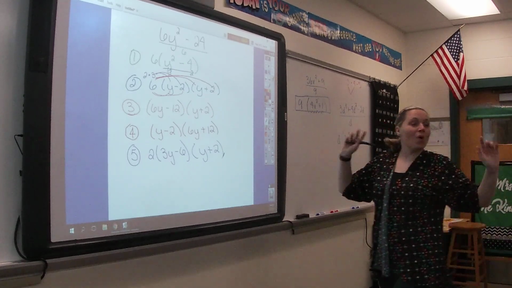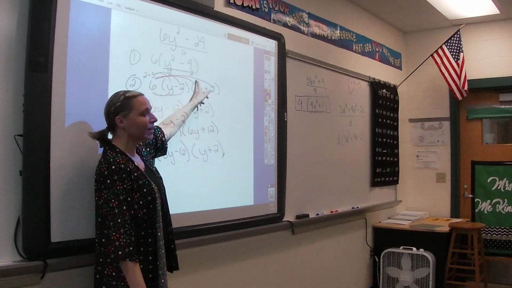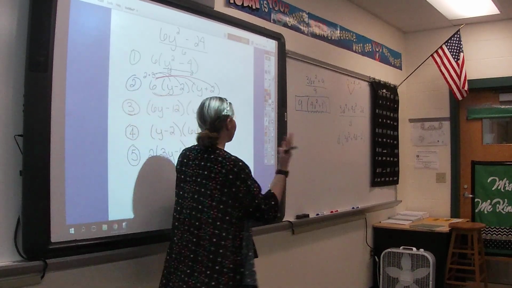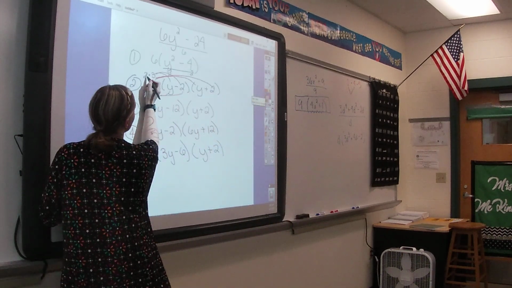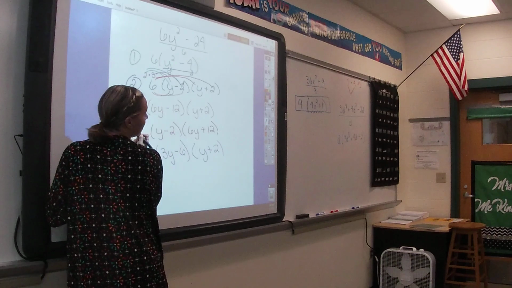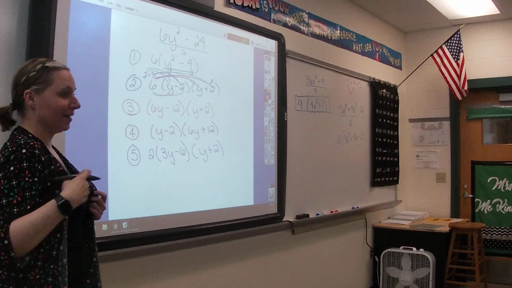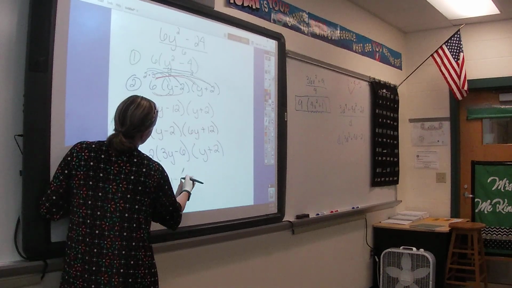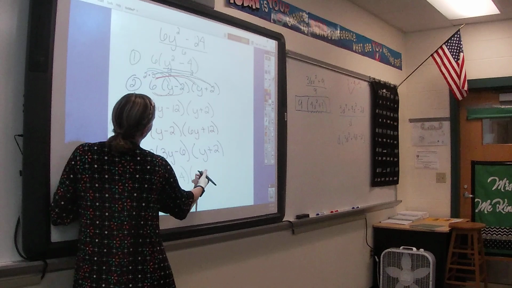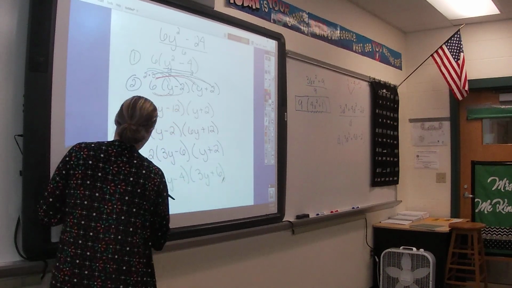Obviously I could also distribute the 3 to this one. But let's just consider another option. What if I distribute the 2 to one of them and keep the 3, and the 3 to the other one? So then I have a 2y minus 4 and a 3y plus 6.